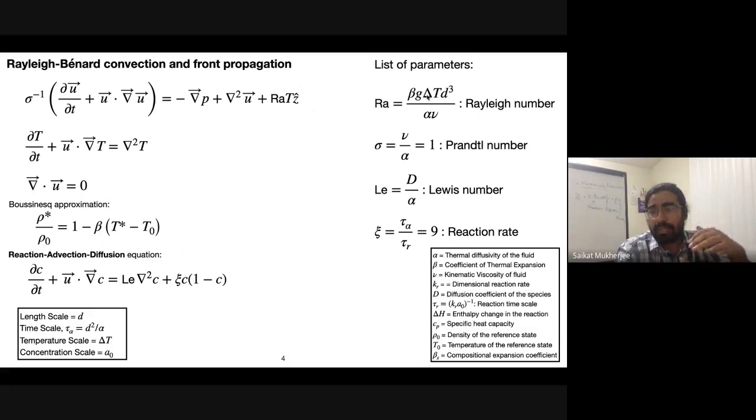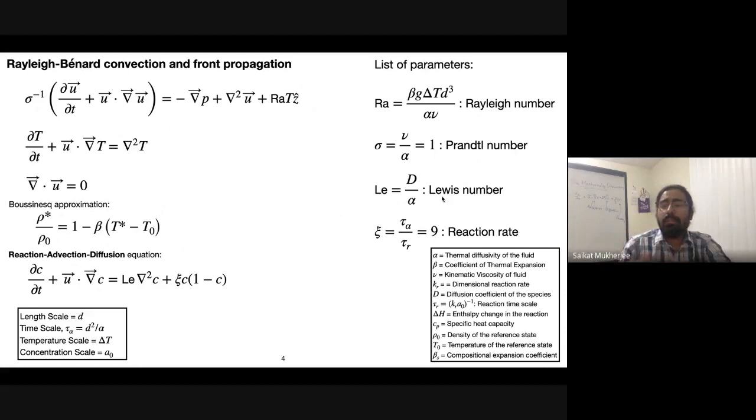Secondly, you have the reaction advection diffusion equation, which we studied before, and this is now coupled with the flow field through this advection term. Now, there are some parameters which I'll go through. One is sigma, which is the Prandtl number. We have fixed our Prandtl number to a value of 1, which is consistent with mixtures of gases, which generally have a Prandtl number of 1. Then we have the Lewis number, which shows up outside the Laplacian for the concentration. The Lewis number is actually a non-dimensional diffusion coefficient.